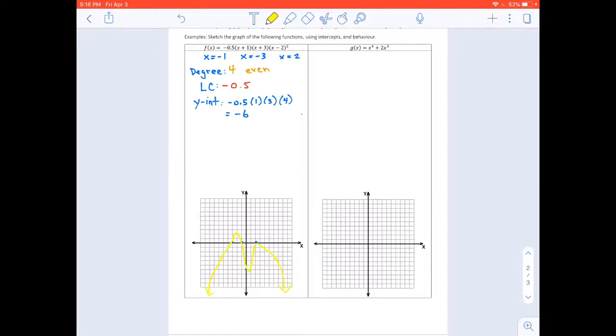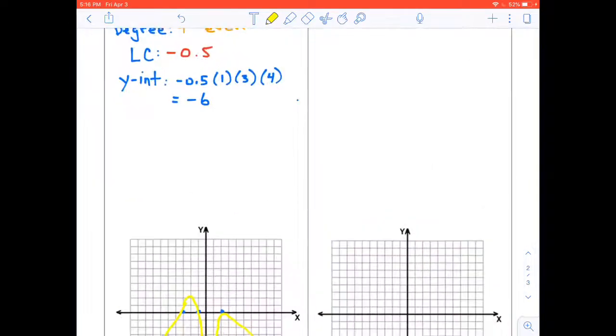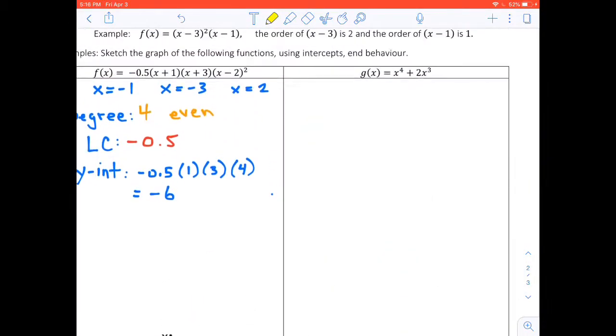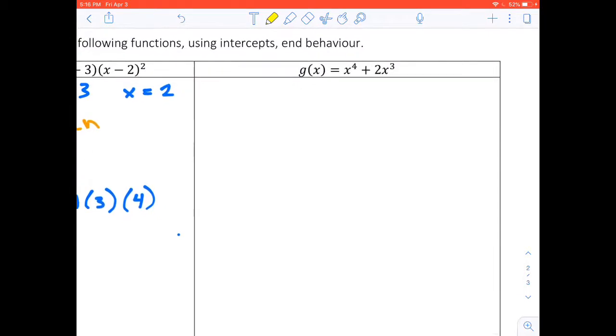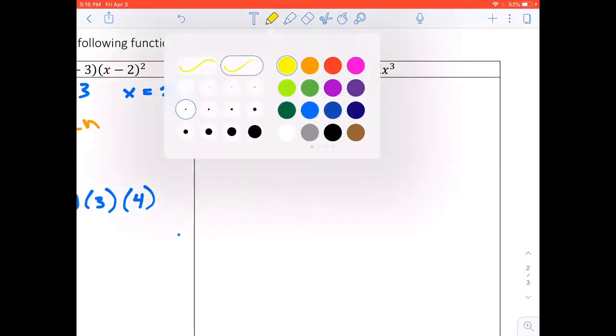We'll do the same thing over here on the right. I'll get you to try one. If you want to give it a shot, you can pause it, obviously. But this one over here is not in factored form. So what we would have to do is factor this.